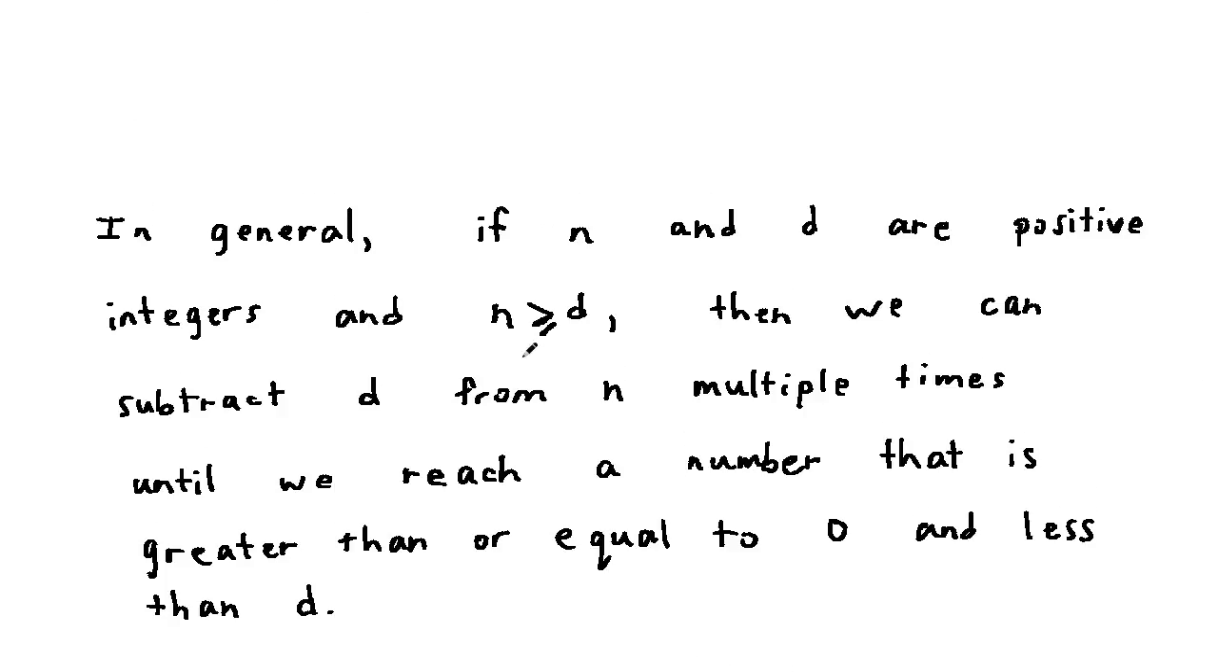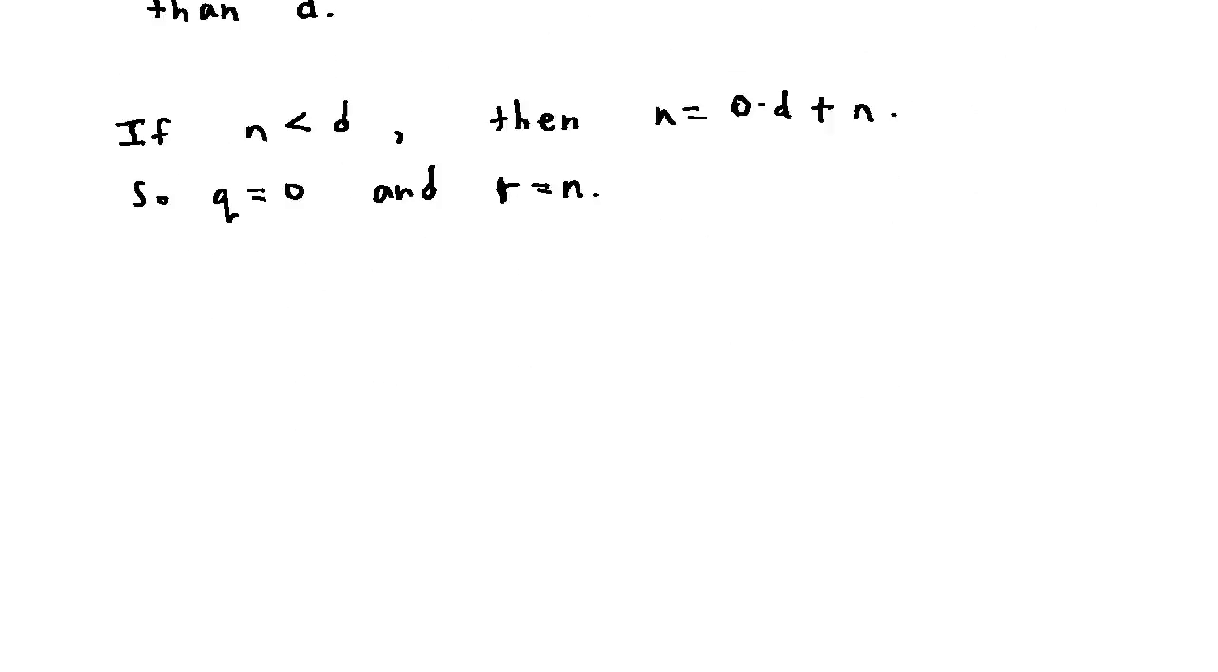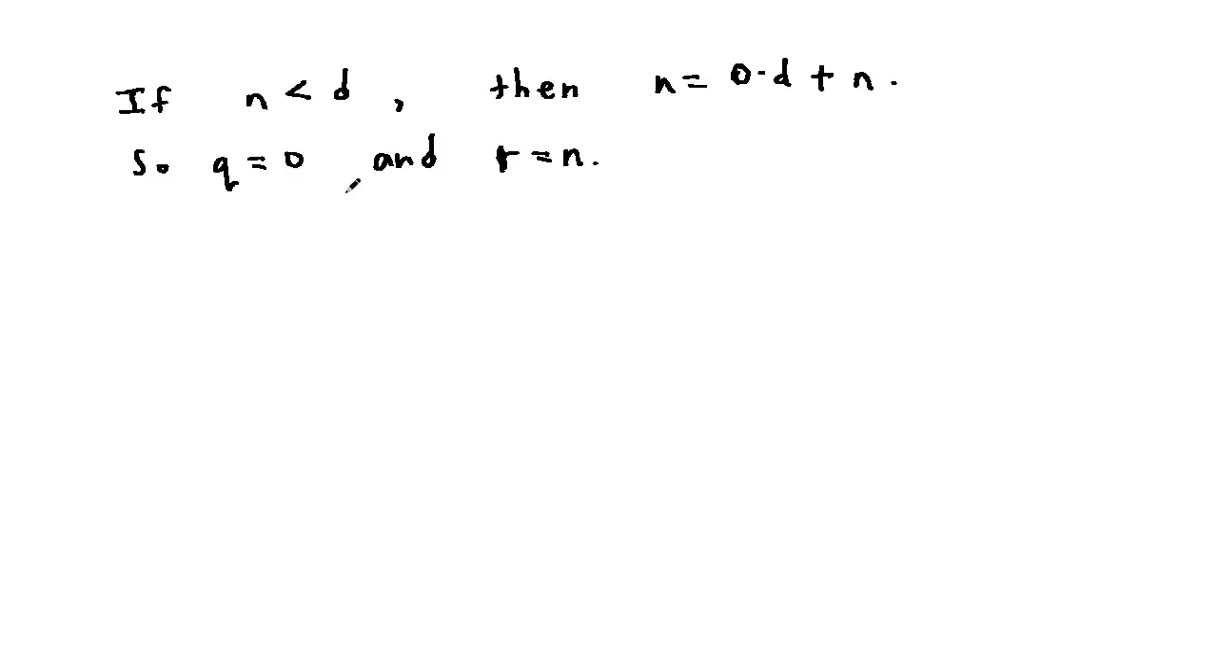In general, if n and d are positive integers and n is greater than or equal to d, then we can subtract d from n multiple times until we reach a number that is greater than or equal to 0 and less than d. Now, if n is less than d, then n equals 0 times d plus n. So in this case, q would be 0 and r would be n.